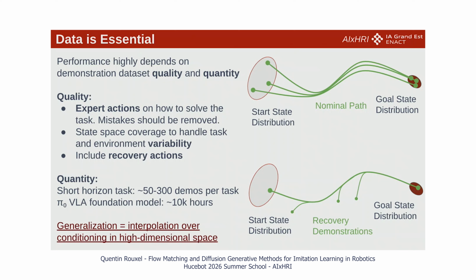That's why, most of the time when you build your dataset, it's important to include recovery actions. For example, you know that along the nominal path, there are areas of state space you should know how to recover from. So you make a mistake, you end up in this case, and you should know that when you are here, you need to do a special recovery action to go back to the nominal path.